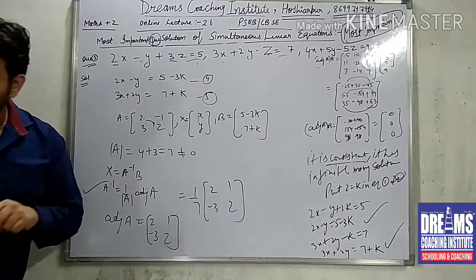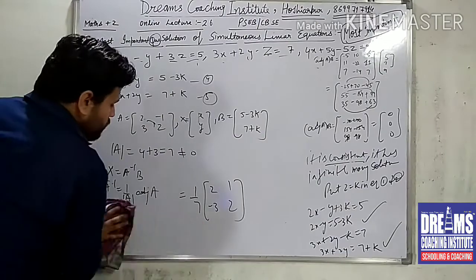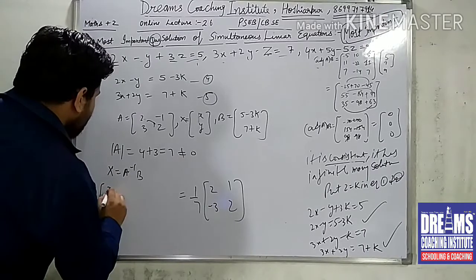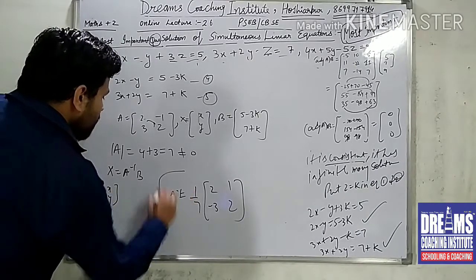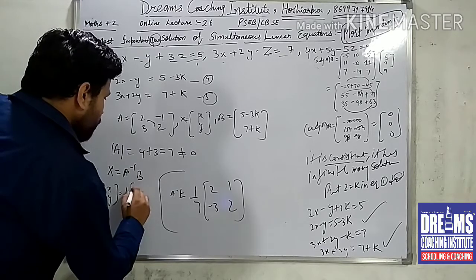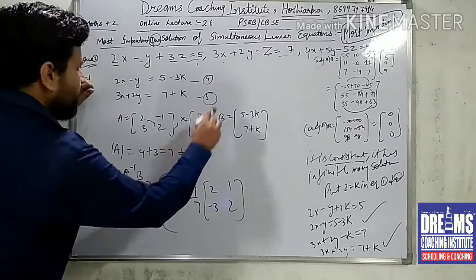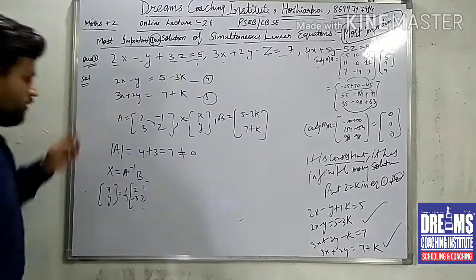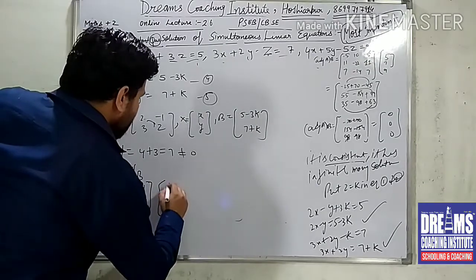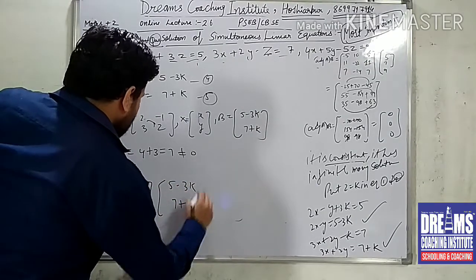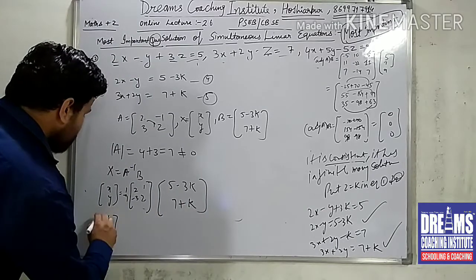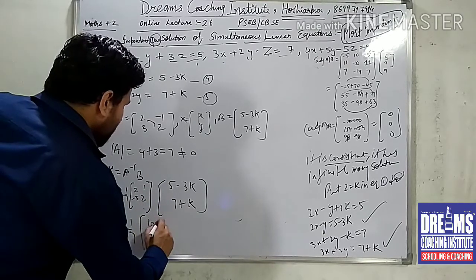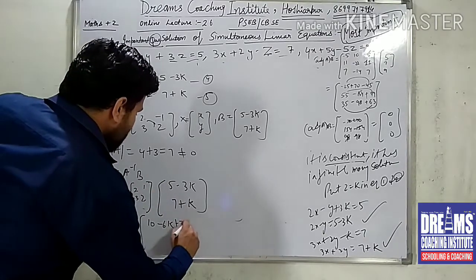So this is your A inverse here. Now we need to find X is equal to A inverse into B. So what is X actually? X is x, y. A inverse is 1 by 7 into 2 minus 3, 1 2. And what is B here? This is 5 minus 3k and 7 plus k. So we need to find x, y. This is equal to 1 by 7 as it is. This row and this column: 5 into 2 is 10, minus 6k. 1 into it is 7 plus k.